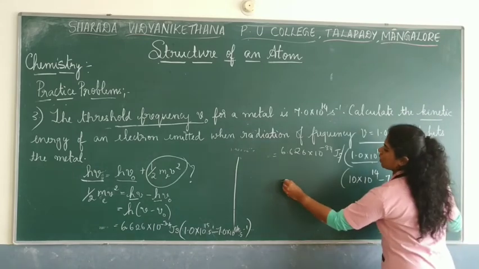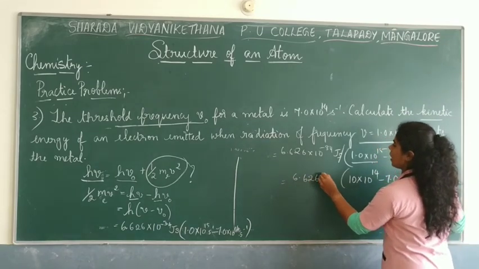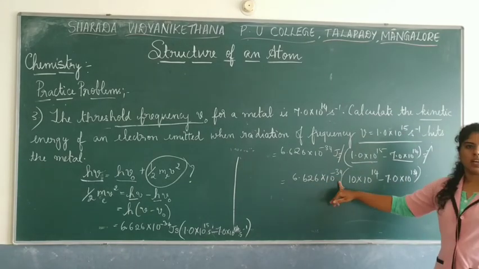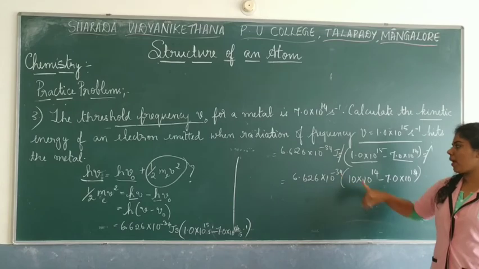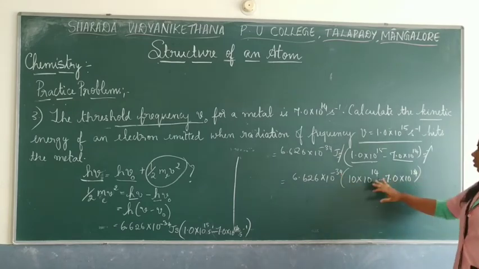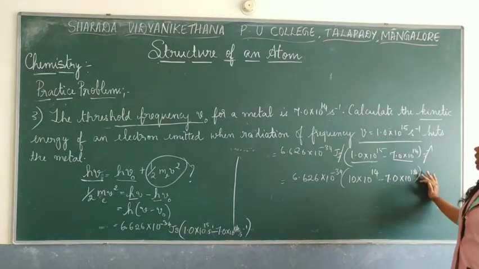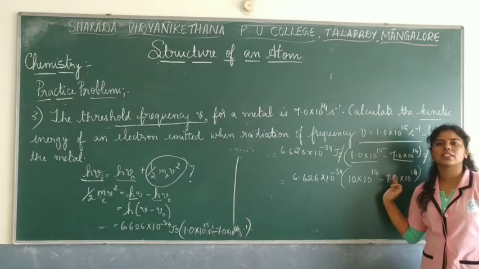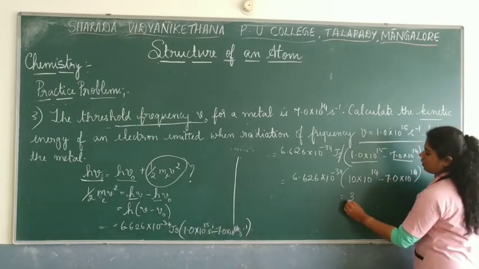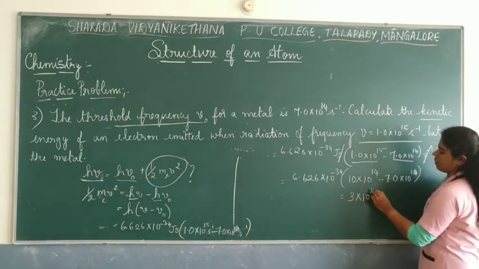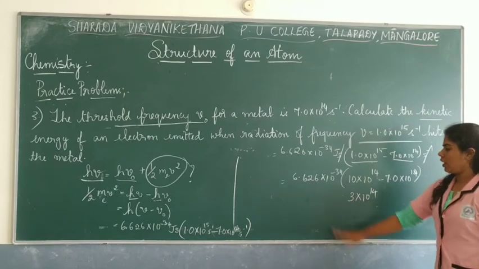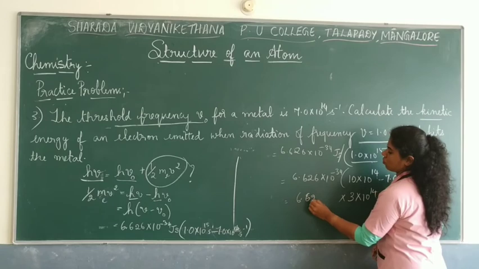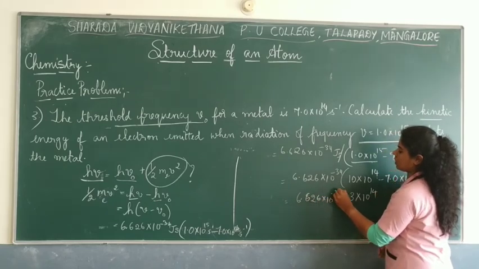Okay, so here you have 6.626 into 10 to the power minus 34. Hope this is clear. 10 to the power minus 34, and here you have 10 to the power 14. Now you can easily solve it, right? Okay, so what do you do? First, let us solve the numbers. 10 minus 7 is 3 into 10 to the power 14, and that's common, right? Into 6.626 into 10 to the power minus 34.